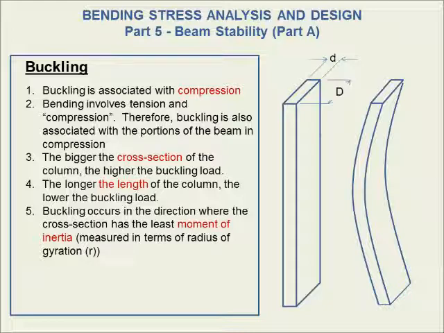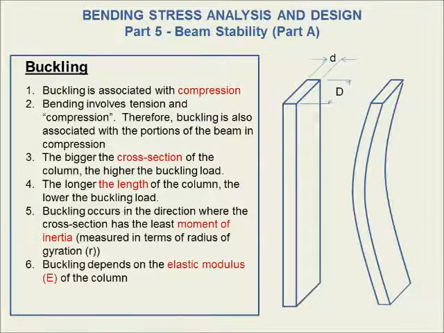So, to reiterate, number 5 says that buckling occurs in a direction where the cross section has the least moment of inertia, measured in terms of the radius of gyration. So far, none of this is foreign to us. None of this seems like it's coming from a different universe. We've all experienced this stuff, and it's stuff that we could intuitively answer. Last thing to mention here, item number 6, is that buckling depends on the elastic modulus of the column. And this is something also that we can intuitively determine.